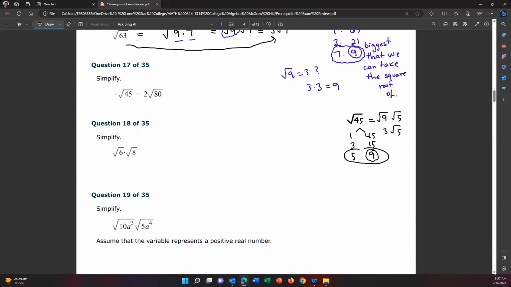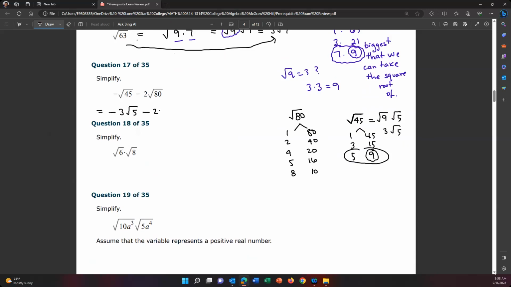So far, what we have is negative 3 times the square root of 5, minus 2 times... let's see if we can break up the square root of 80. Well, 1 and 80, 2 and 40, not 3, but 4 and 20, 5 and 16, not 6, 7, 8 and 10, 9. No, I think we're not going in the right direction there anymore.